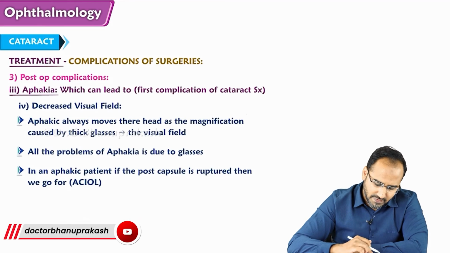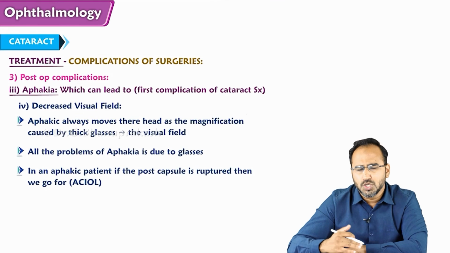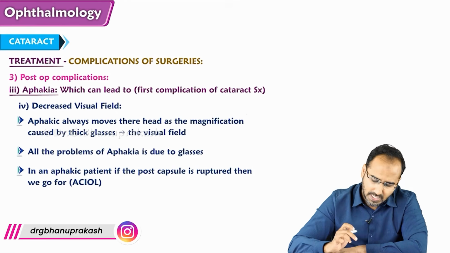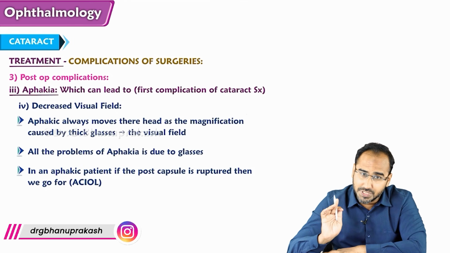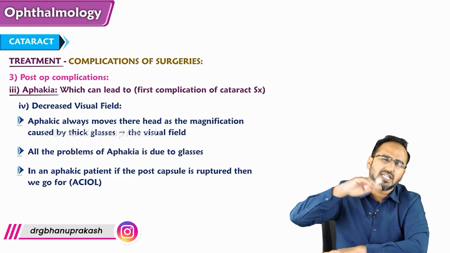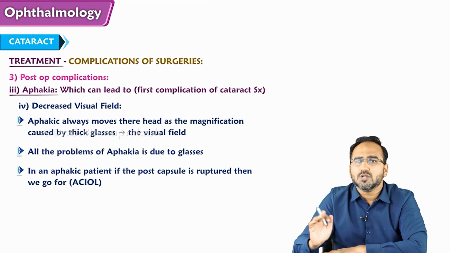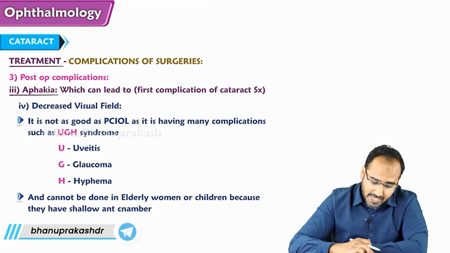And the treatment of aphakia is very simple. If the patient is without lens, you go for placing an IOL. The best is PC-IOL. But in some patients, if the posterior capsule is ruptured, imagine the patient had posterior capsular cataract and the posterior capsule is ruptured, then you can go for AC-IOL. But this AC-IOL has some complications.